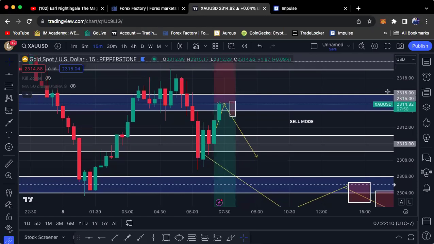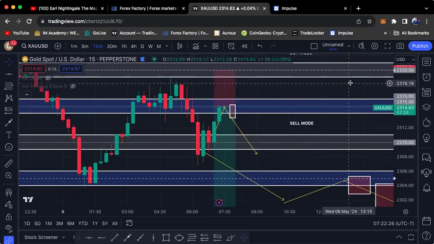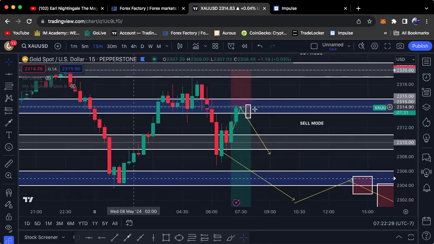All right, guys. So it just hit my alert. I'm still waiting. Okay, I'm not taking a trade. I still have 7 minutes left on this 15-minute candle. I'm gonna wait to see how the market reacts in this zone, because there's a lot of price action going on here. Okay, I'm gonna wait.